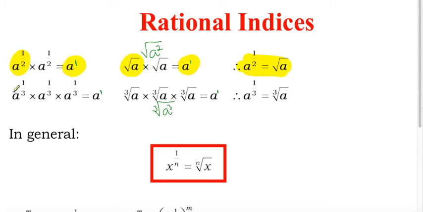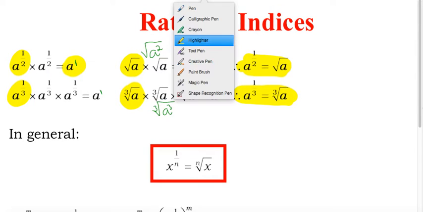And then similarly, it's for the cube root and the a to the third. We're multiplying a to the power of a third 3 times. We're multiplying the cube root of a 3 times. And we see we get the same answer. So therefore, those two things must be equivalent. So here is the beginning of our first rule.